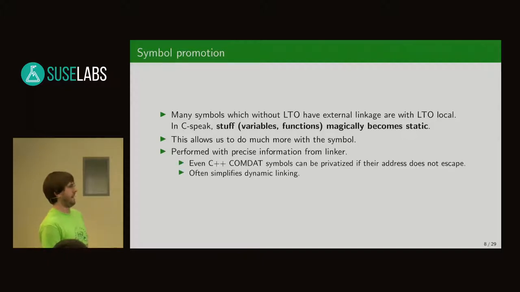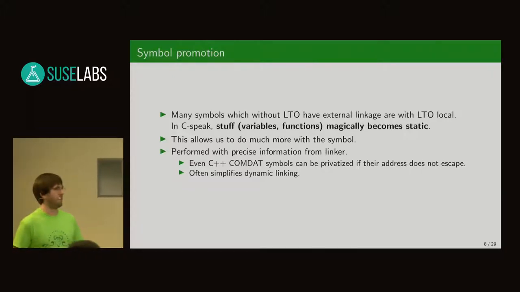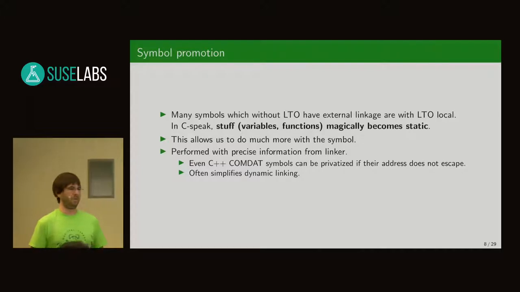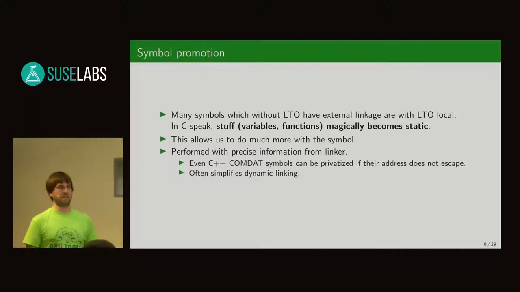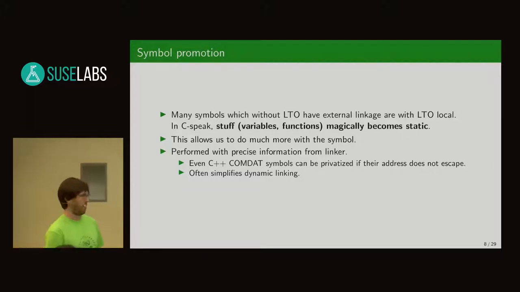And all of this is done with precise information from the linker, there's no guessing, and it even works for C++ comdats as long as stuff does not have its address taken, which simplifies dynamic linking greatly. Before that, when a C++ comdat is privatized, that means a shared object library, for example, does not have its own copy shared with another shared object library, and all these symbols do not have to be resolved and dealt with. They are private and they don't affect linking.